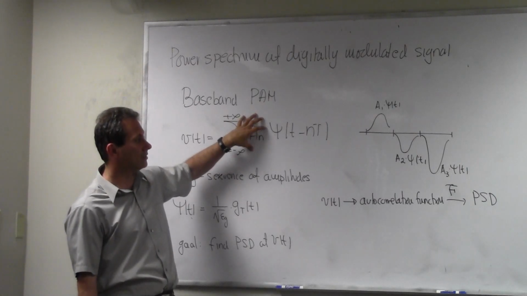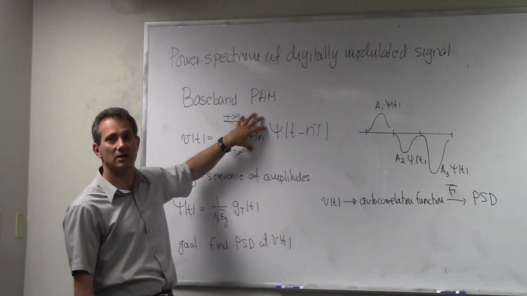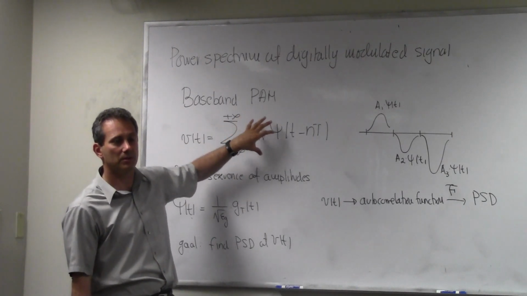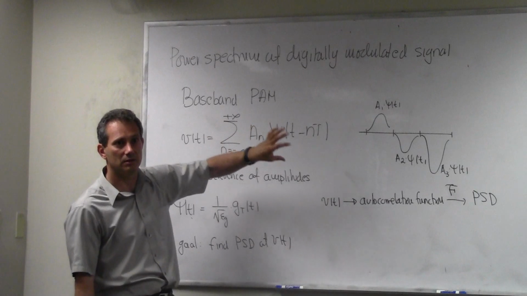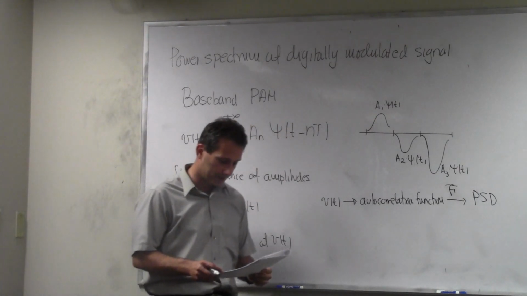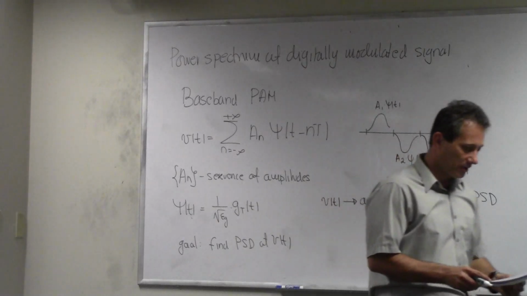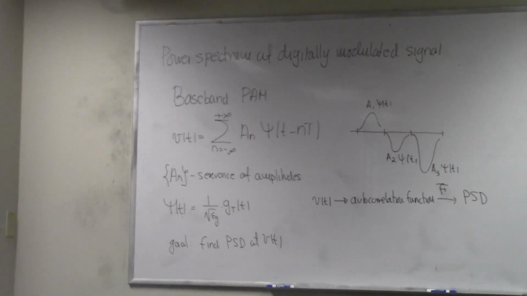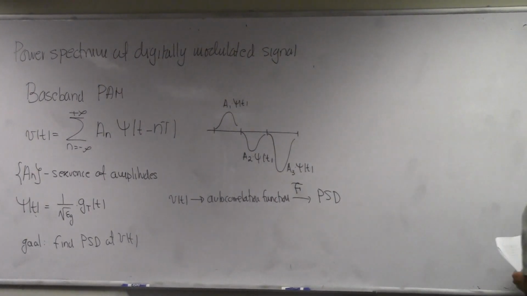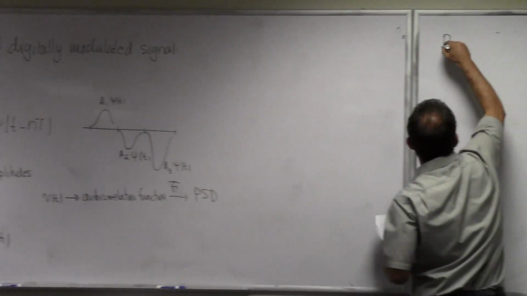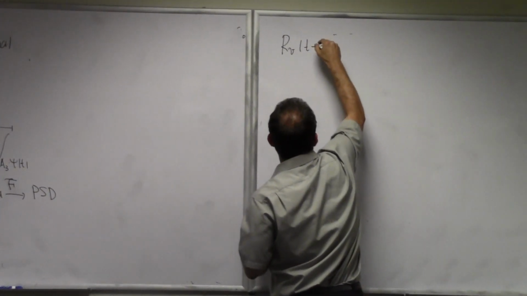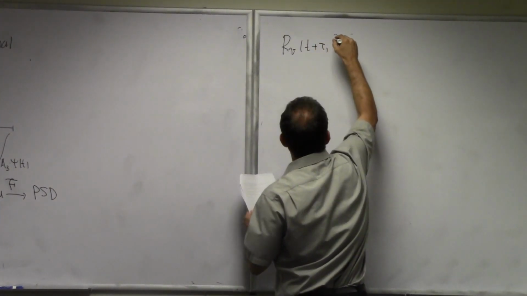And for random processes, to determine the sinusoids that build the random process, the way we do that is we determine the autocorrelation function, and then taking the Fourier transform of that, we get the power spectral density. So that's our journey. Let's start with the first step. So what is the first step? The first step is R_v, the autocorrelation function, of t plus tau, t.